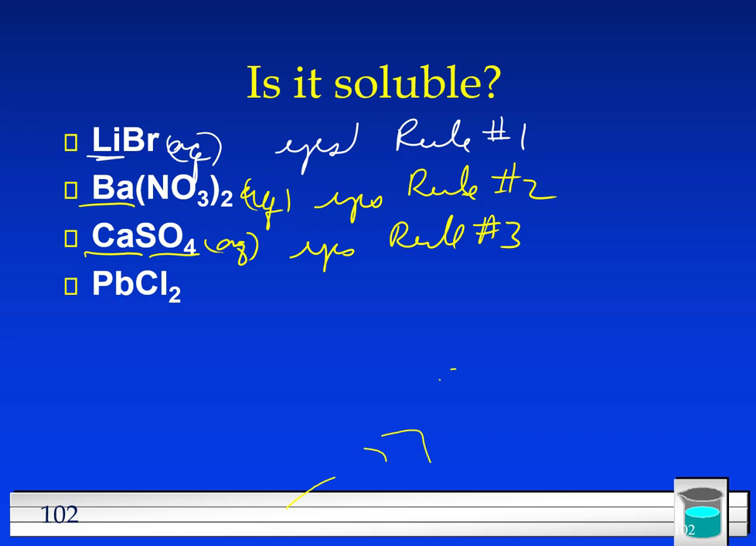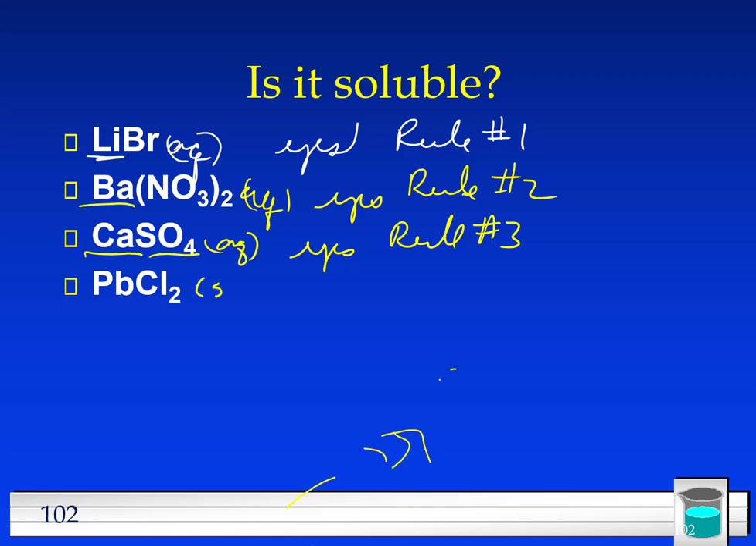Is lead an alkali metal? No. So I have to worry about the negative piece. The negative piece is Cl. Cl is chloride. What does it say about chloride? It says chlorides are soluble, except if they're with silver, lead, or mercury.